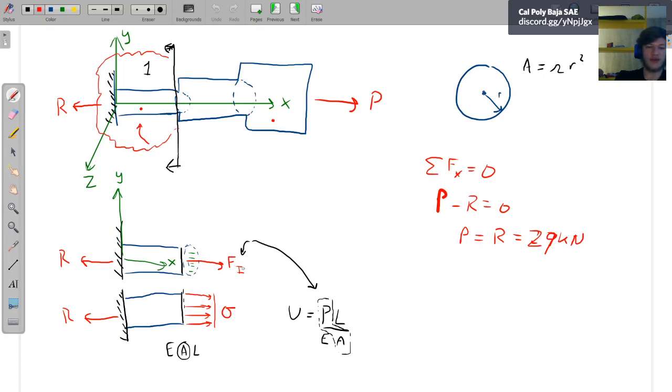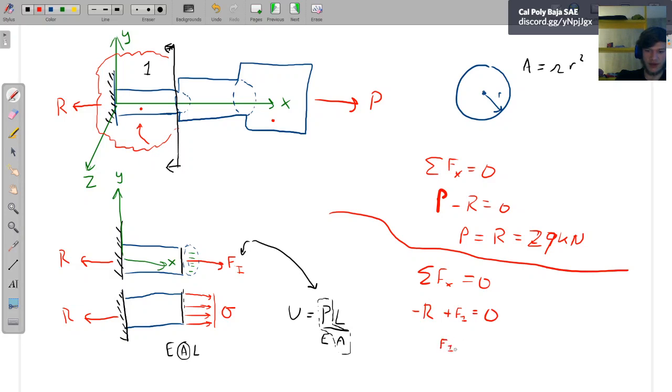We can calculate what the stress is by resolving the forces. So in free body diagram number 2, if I do the sum of the forces in the x direction equals 0, I can say minus R plus Fi equals 0. So Fi equals R equals P.